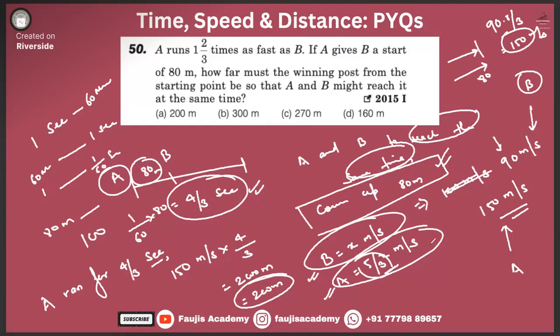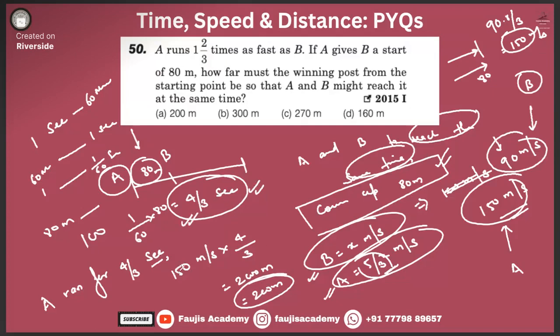Cleverly, we have just assumed X meter per second, 5 by 3, as 90 meter per second. So obviously, if it is 90 meter per second, A will be running at the speed of 150 meter per second. That means in 1 second, he is closing the gap of 60 meter, but actually needs to close the gap of 80 meters. So we found out how much time will be taken to close this gap of 80 meter. The timing will be 4 by 3 seconds.